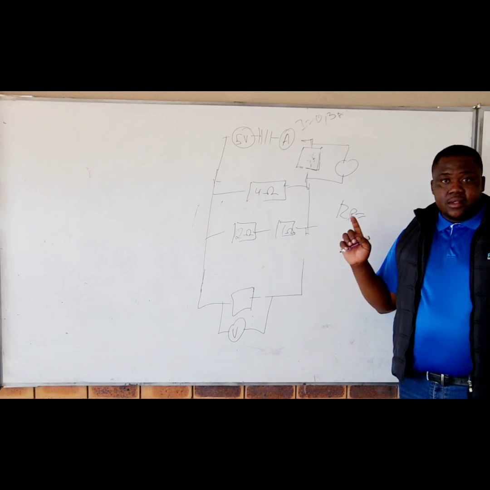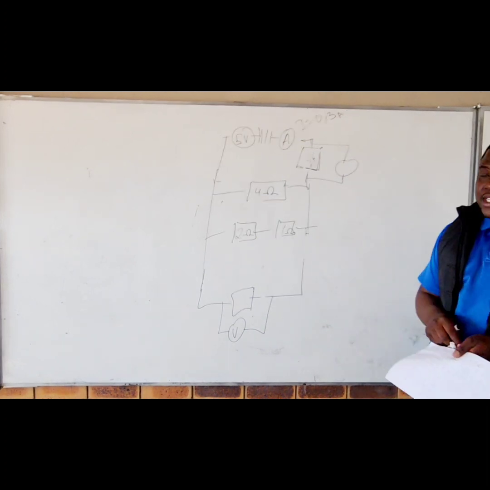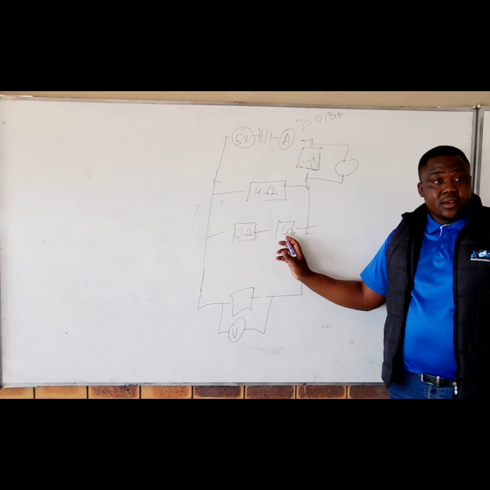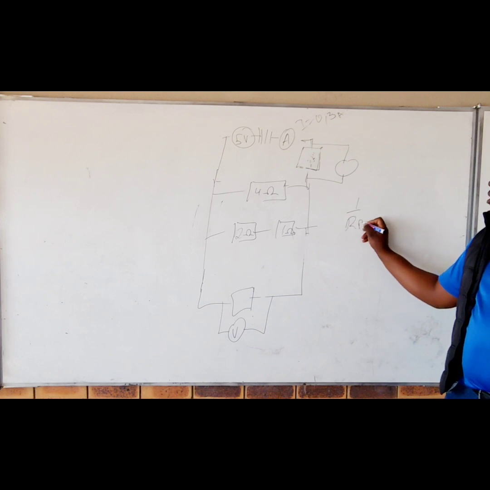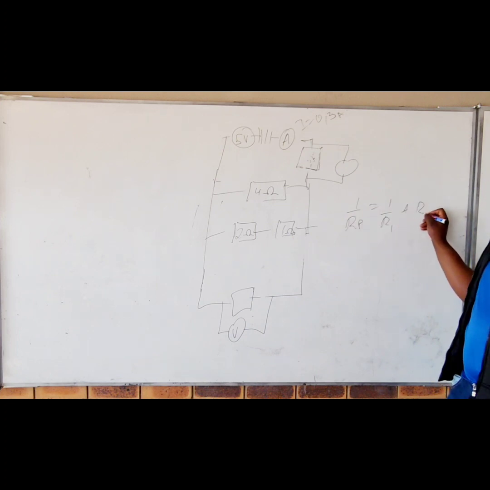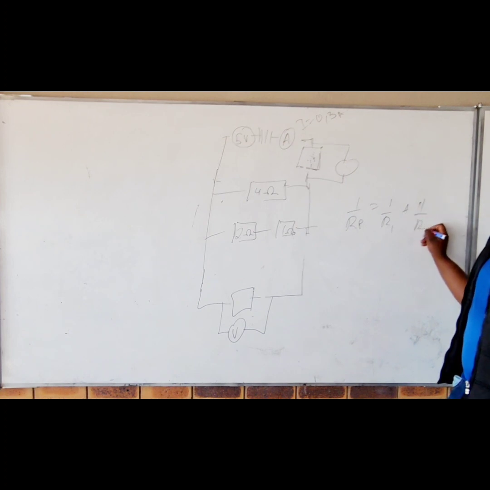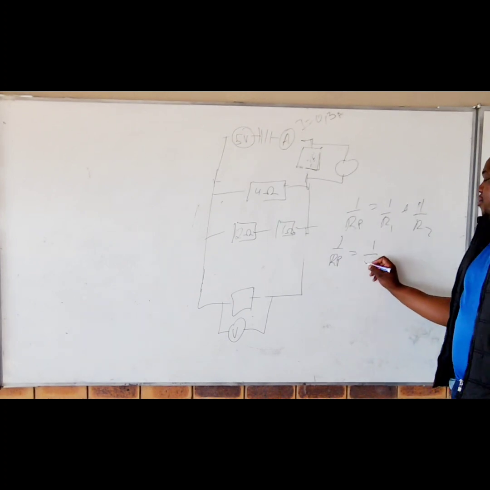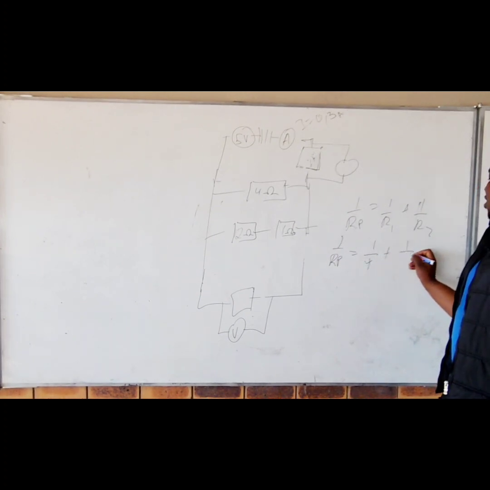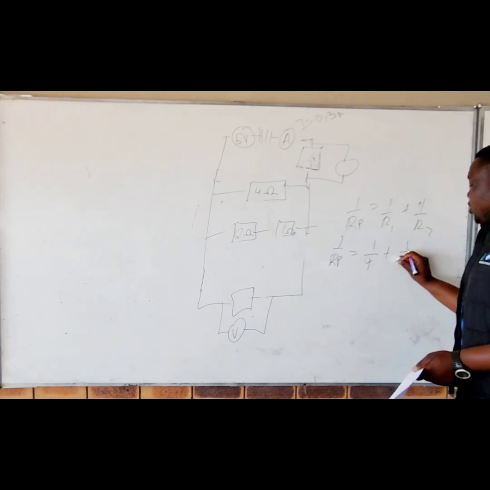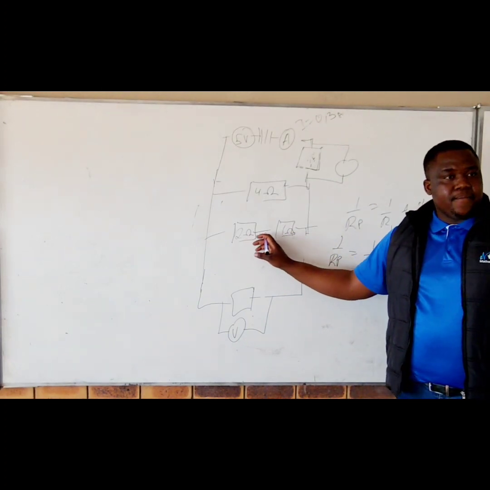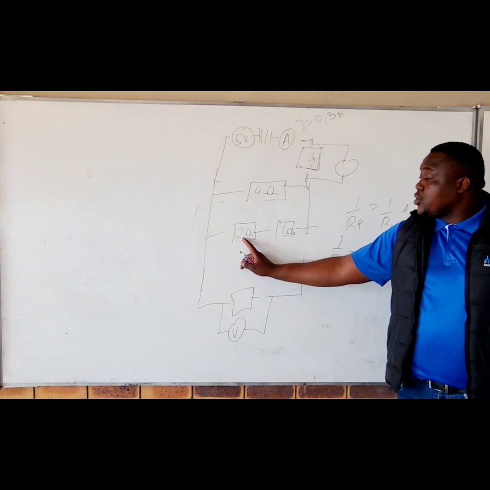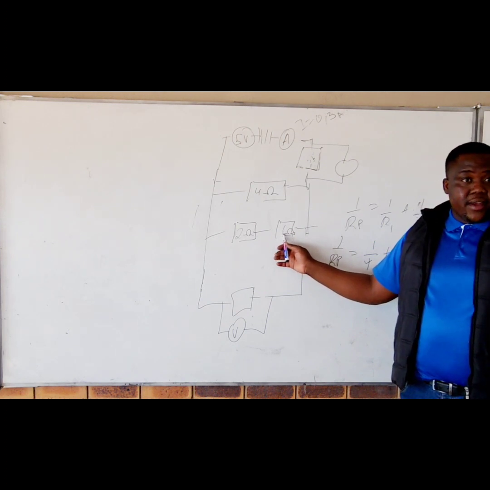This is how we do it. You must not forget, this one is in series with this. These two are in series, they are not parallel, right? Meaning that we're going to say 1 over RP is equal to 1 over R1 plus 1 over R2. Then 1 over RP is equal to 1 over R1, let us make it 4, plus 1 over R2. You know what R2 is? R2 is both of them. It is not only this one.